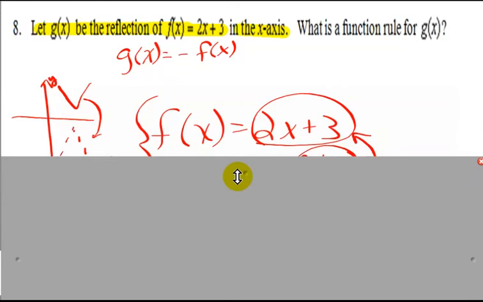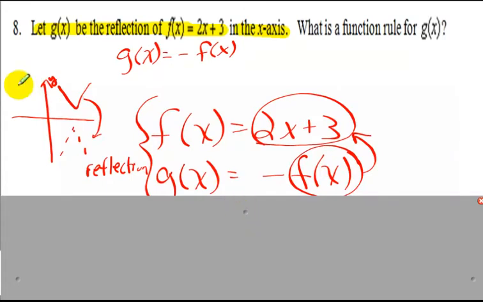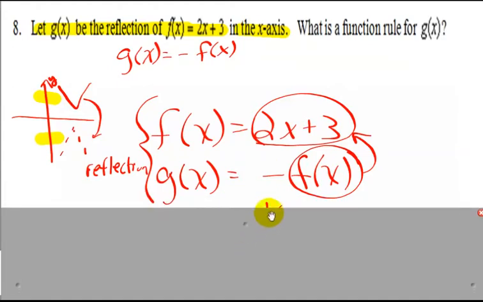We're going to start by writing our information. f of x equals 2x plus 3, and our reflection rule, g of x equals negative f of x. Here's my little depiction. If I have a value up here and I'm reflecting it over the x-axis, that value becomes a negative value. That's why we do the negative f of x.